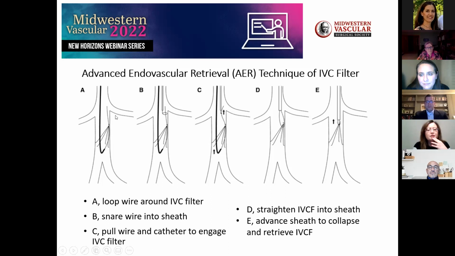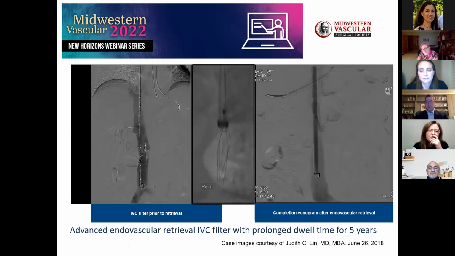I come in with a loop and essentially snare it. Usually I want to get at least 2 or 3 legs of that strut, so I have a really good hold on it. Then you have to really advance this to make sure that the loop is inside the 16 French. If they're not lined up coaxial like that, you're not going to get them out. A lot of this is trying to get the hook off the wall, because it can be buried. You'll see it gets just stuck, so once you tease that out, you can get it out.